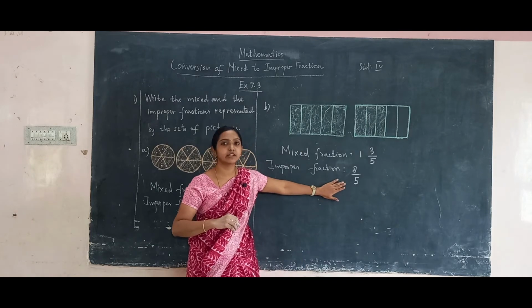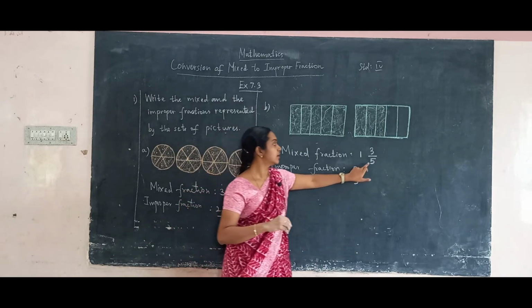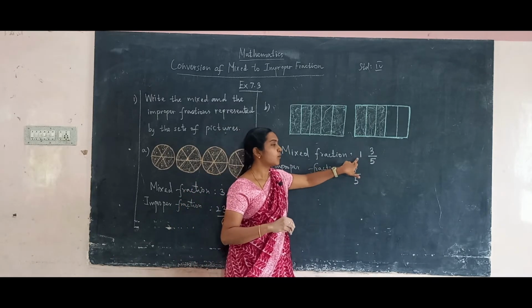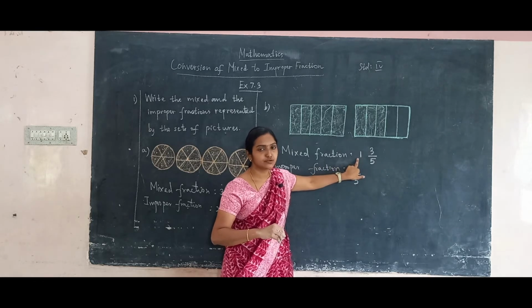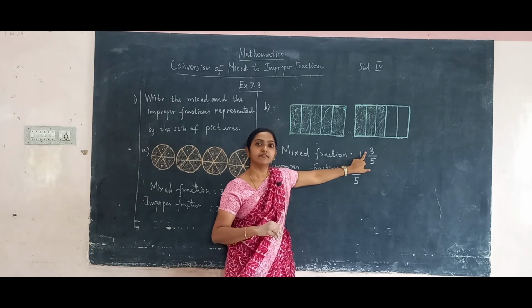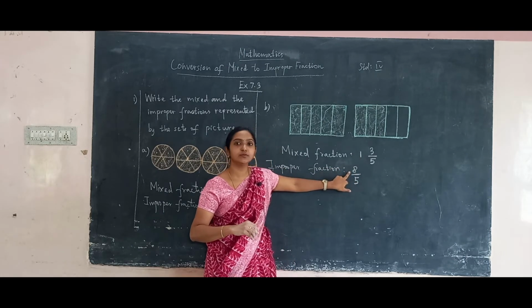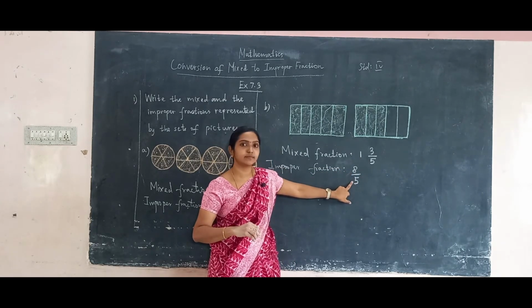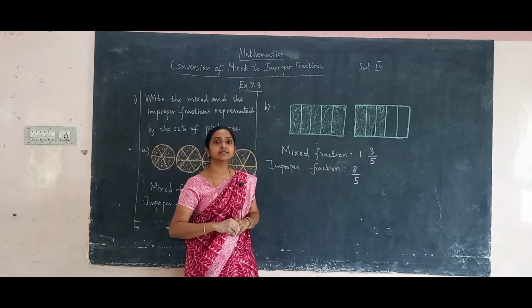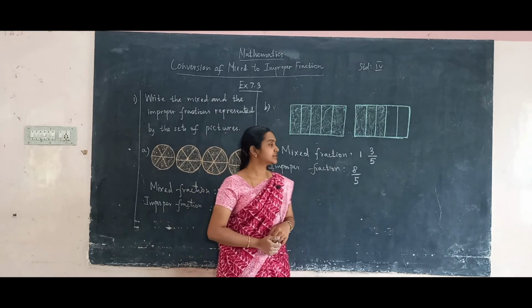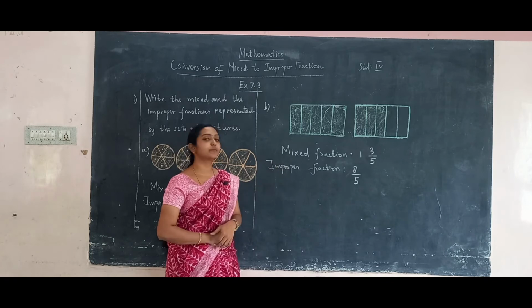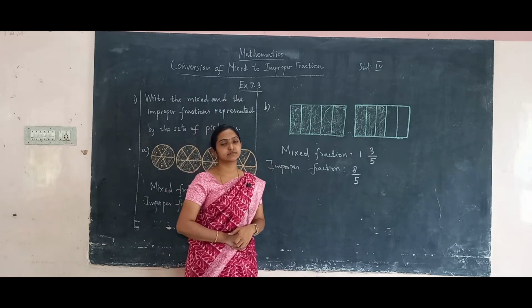Now check whether our calculation is correct or not. Multiply 1 and 5. 1 into 5 is 5. To 5 we have to add 3. 5 plus 3 is 8. So write 8 in the numerator and 5 in the denominator. So what we have done is correct. In this way we can check whether our mixed and improper fraction is correct or not.